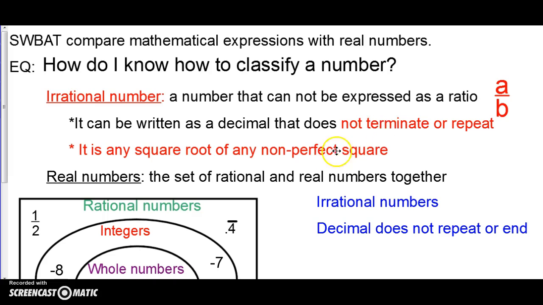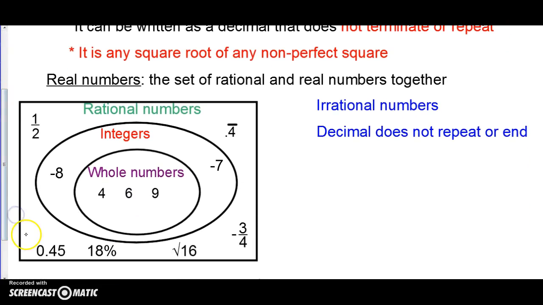So I would definitely highlight the parts in red in your notes. An irrational number is a decimal that does not repeat and does not end. Then real numbers are the set of rational and irrational numbers together. I truthfully copied this from the book, but I do want it in your notes, but I want you to listen first.